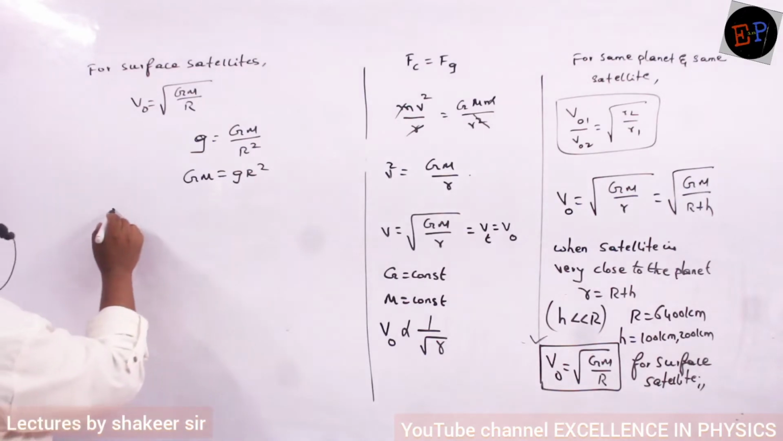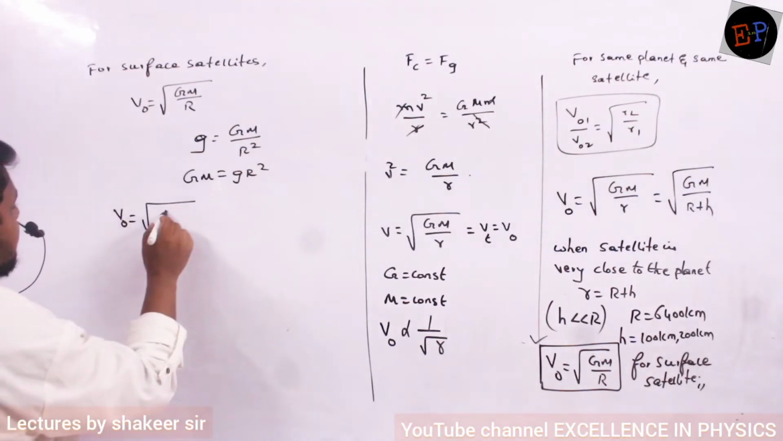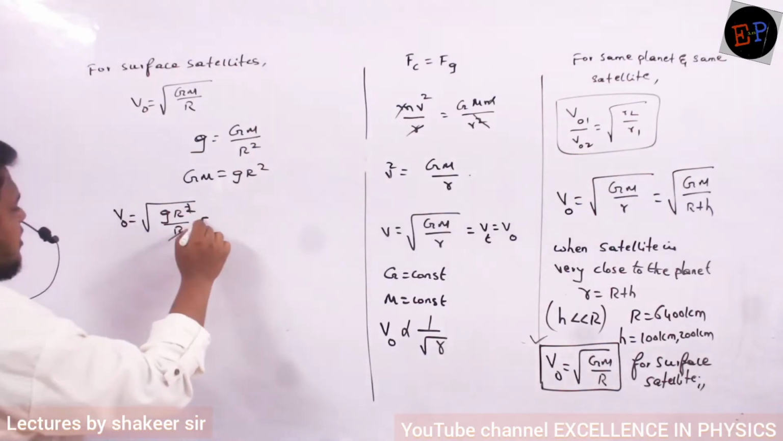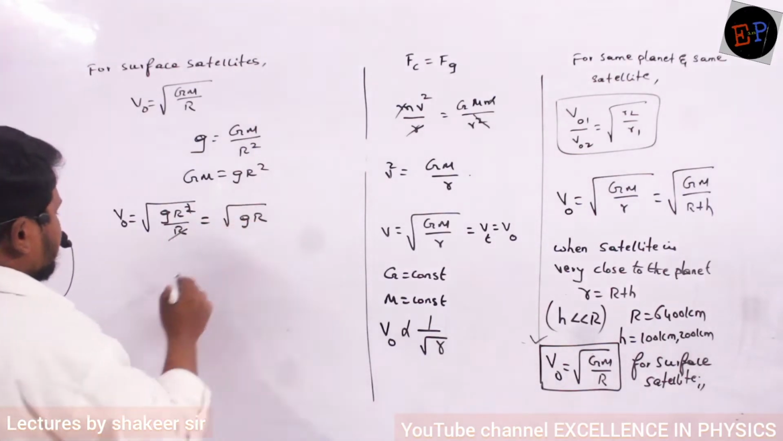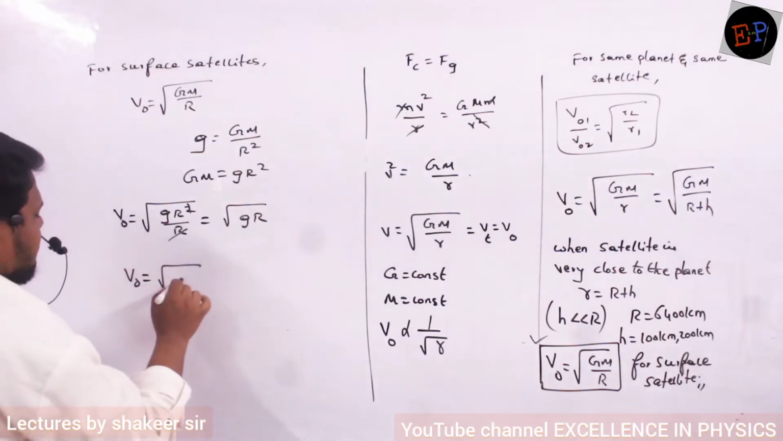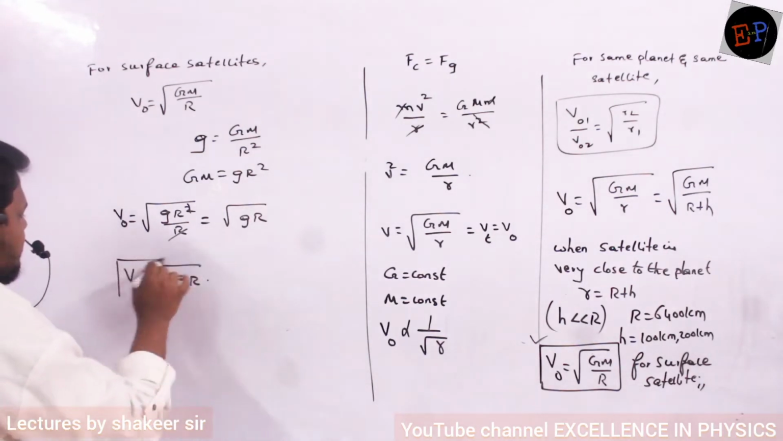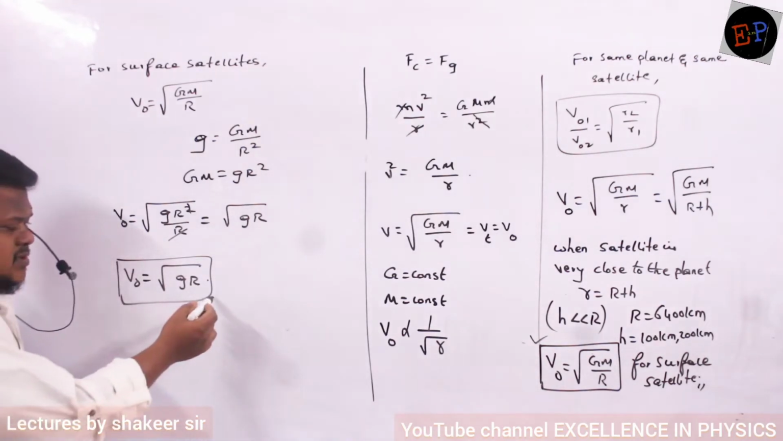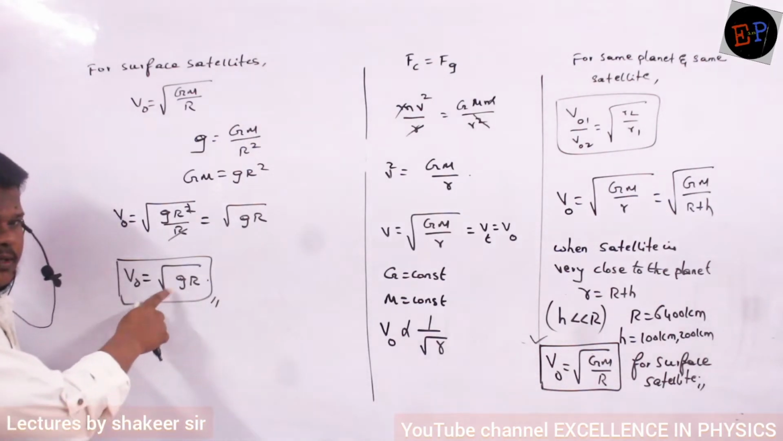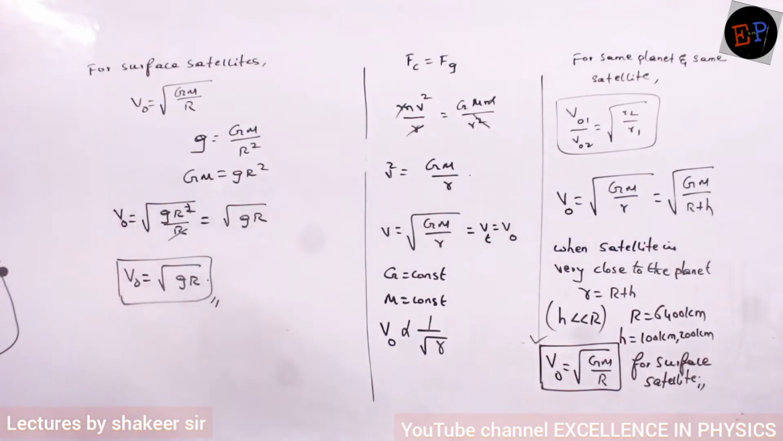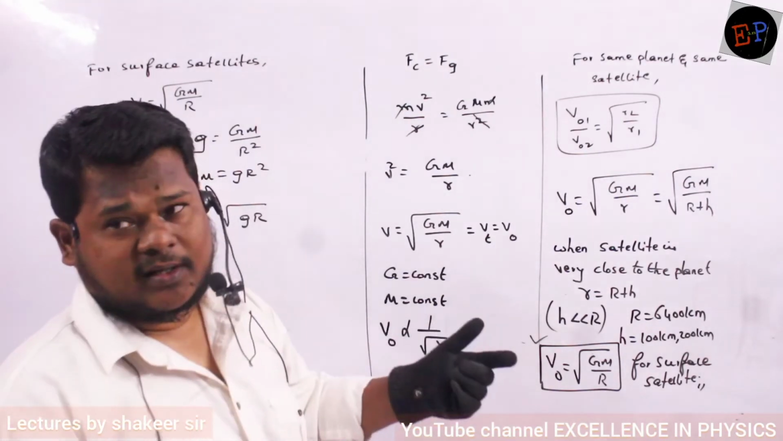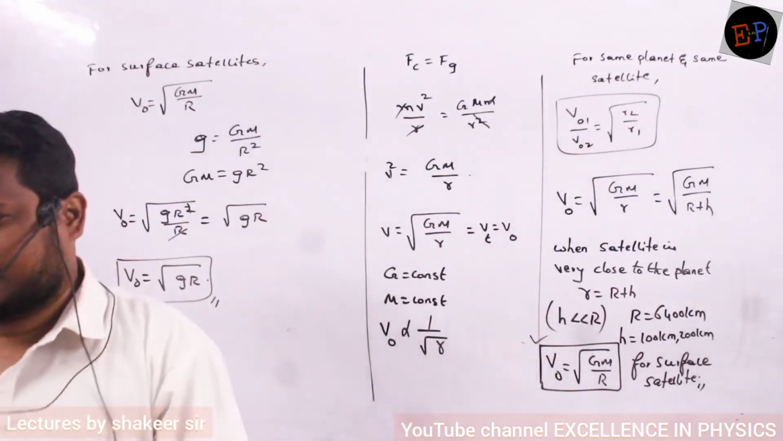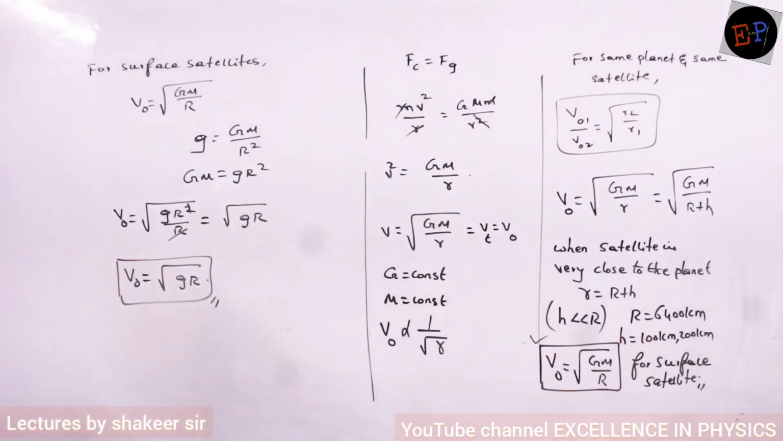Therefore orbital velocity is equal to square root of gR square divided by R. So R and square get cancelled, so root gR. Therefore orbital velocity is equal to square root of g into R. This is the equation. Understood now? This equation is satisfied only for surface satellites. For any other satellites at a greater height, you have to use square root of GM by R plus H. Make a note.